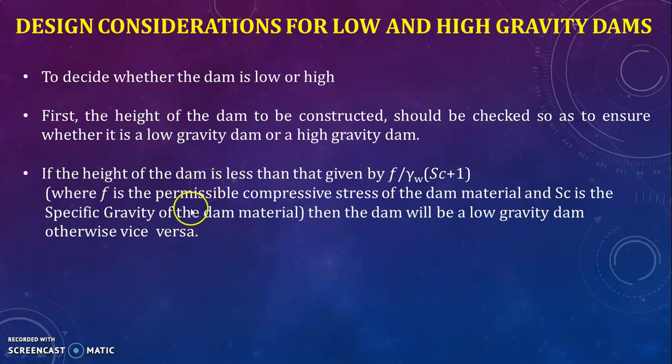If the height of the dam is less than this value, when you substitute specific gravity, compressive stress and unit weight, then you will get one value. If it is less than this value, then it is a low gravity dam, or if the height of the dam is greater than this value, then you have to decide it is a high gravity dam.